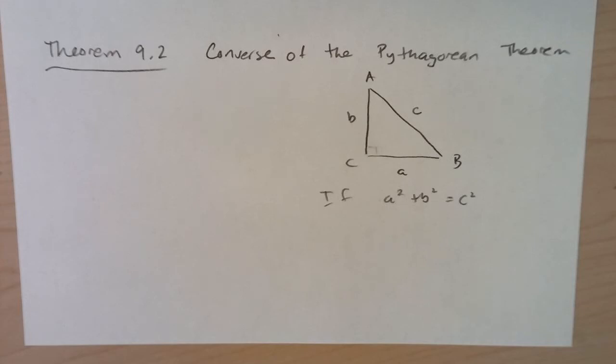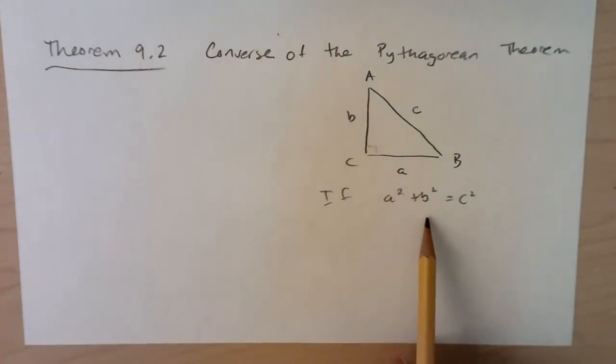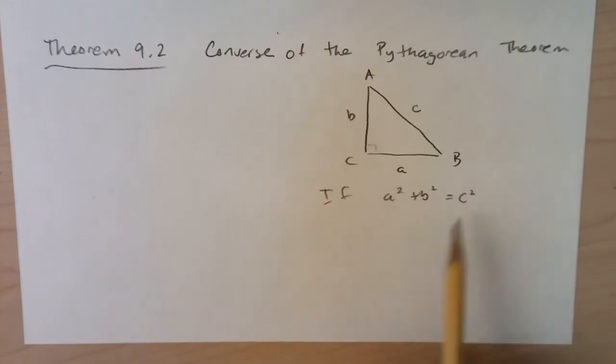Theorem 9.2 is the converse of the Pythagorean theorem, which basically states this. You have a triangle, and let's just say you want to determine if it's a right triangle. So if a squared plus b squared equals c squared, a and b have to be the two shorter sides. The hypotenuse would always be the longest side.